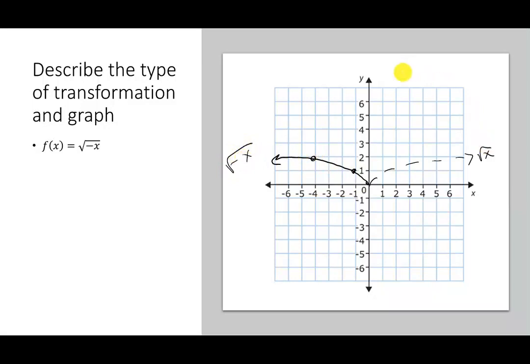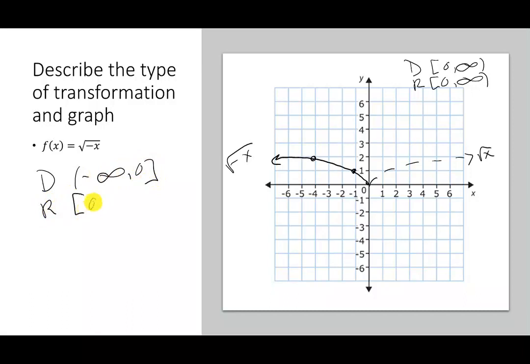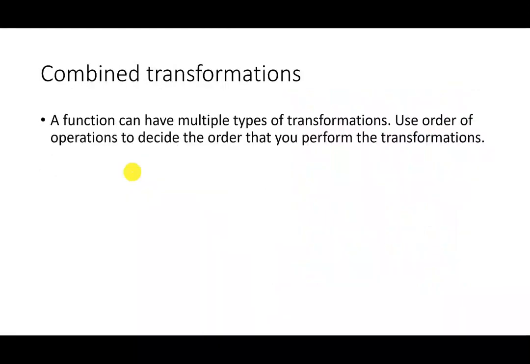Now the domain of the square root of x was 0 to infinity. And the range was also 0 to infinity. This time, this flip over the y-axis changed the domain, but it left the range alone. So the domain now is negative infinity to 0, and the range is 0 to infinity. So it's not always going to do the same thing. Just by using a reflection doesn't always change the domain, doesn't always change the range. It kind of depends on what function I have. Then we can put these together.